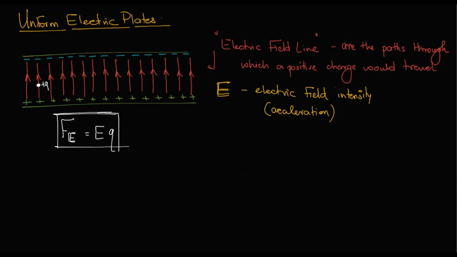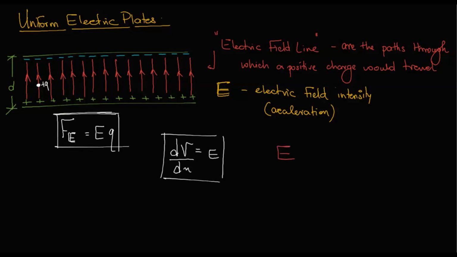And if I say that the distance between these two plates is d, then I can say that the electric field, in terms of the electric potential between these two plates, is dV by dx equals E. That is your calculus way of writing it. If not, I can write it as the electric field intensity is given by the potential difference across the plates divided by the distance itself. So that is the equation.